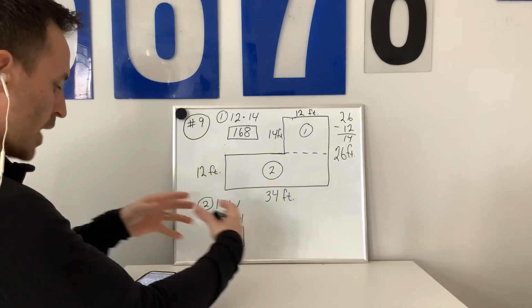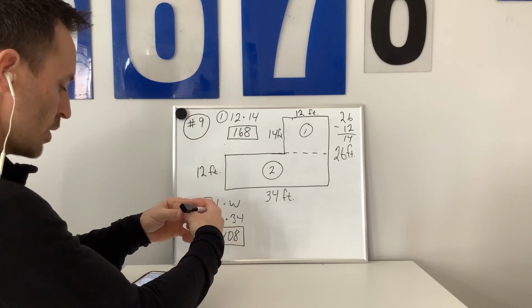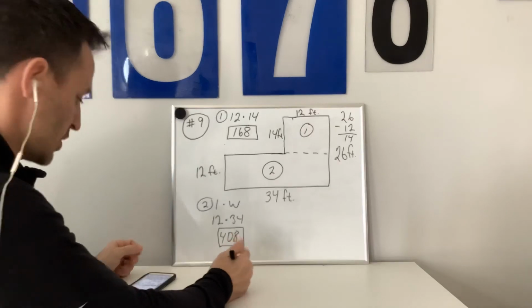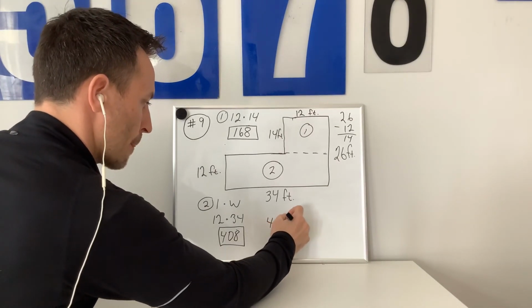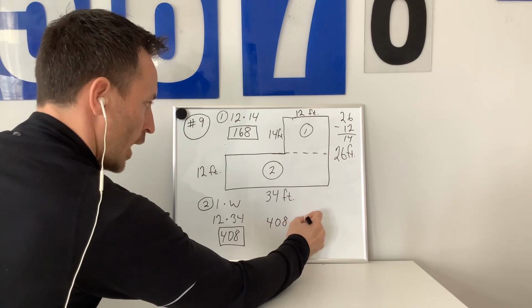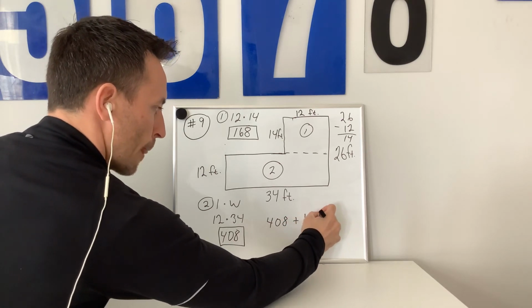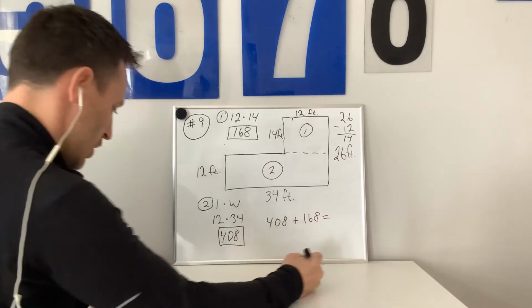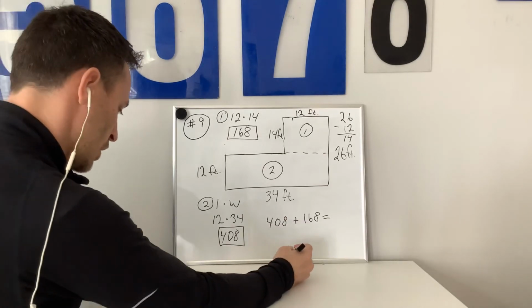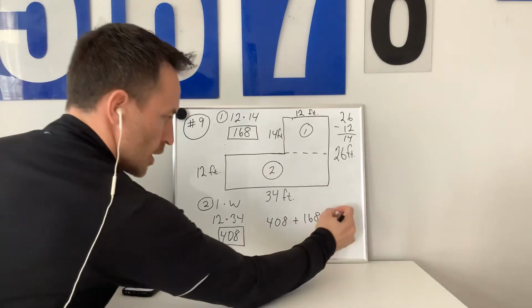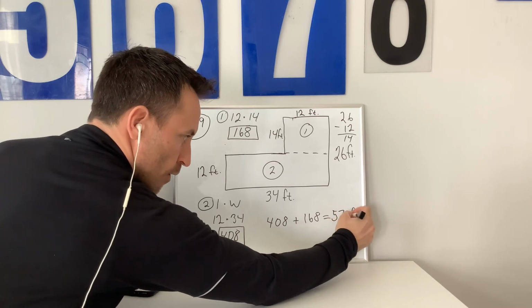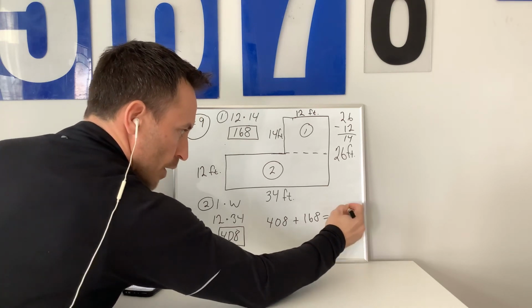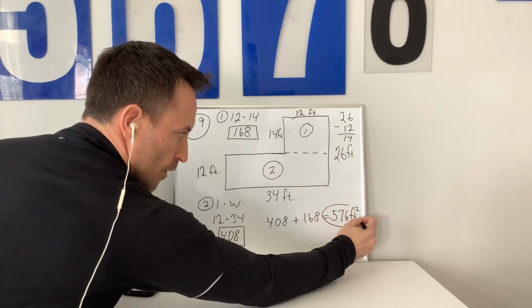Again, we're going to use this number and this number. We're going to combine them together to give us our total surface area so we know how much sod to buy. So let's take 408 and let's add 168 so we can figure out how much sod we actually need. 408 plus 168 gives us 576 square feet of sod. So there's our answer, guys.